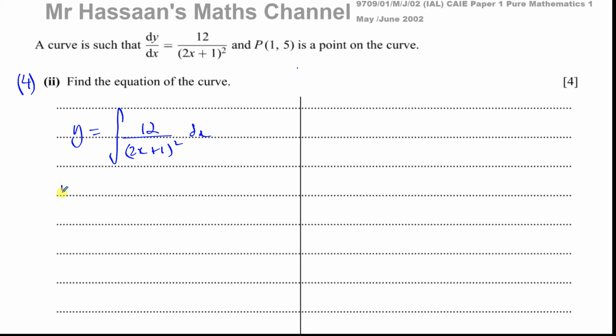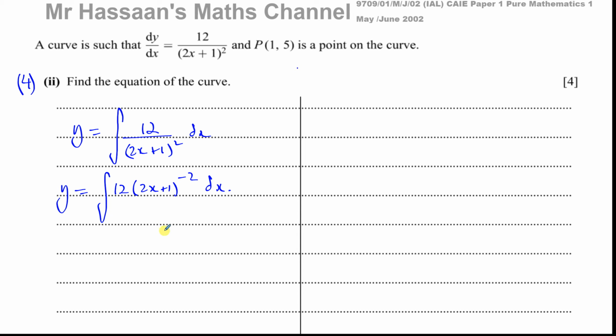And if you want to integrate this, you can basically rewrite it as 12 times (2x plus 1) to the power of negative 2, with respect to x. When you integrate or differentiate, you have to prepare the expression for integration or differentiation. Any variable in the denominator, in all the cases that we're going to deal with in AS Maths, you're going to write those in the numerator with a negative sign.